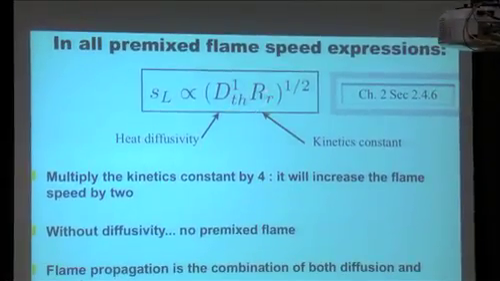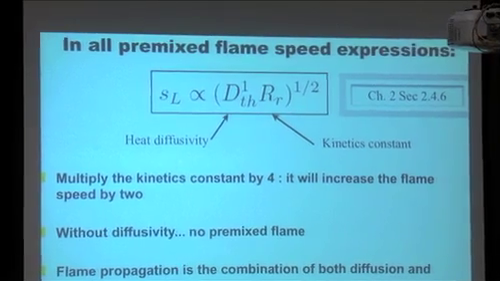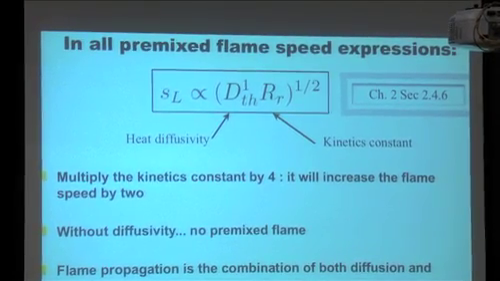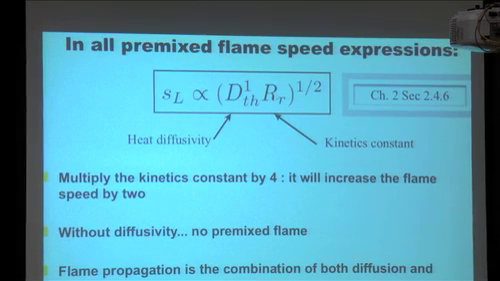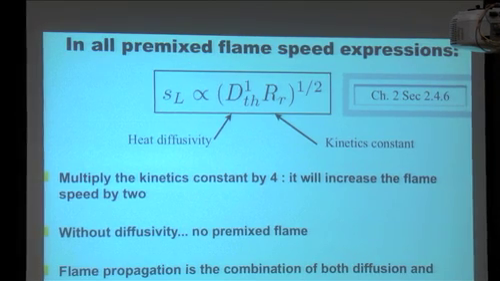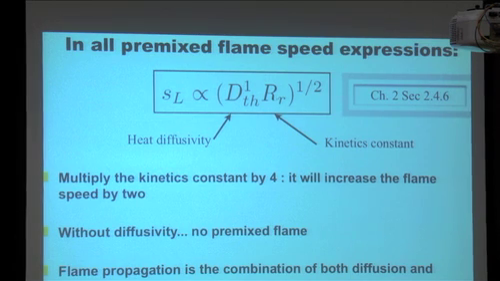Okay? The flame to propagate needs diffusion. And it needs, of course, chemistry. That's clear. But it means also that if you want to go faster, some people do that in codes too, they want the flame to go 2 times faster, they increase the kinetics constant by 2. Well, the flame will accelerate only by a factor of square root of 2. Theory tells you that, and it's very well verified, very easy to check in real codes.